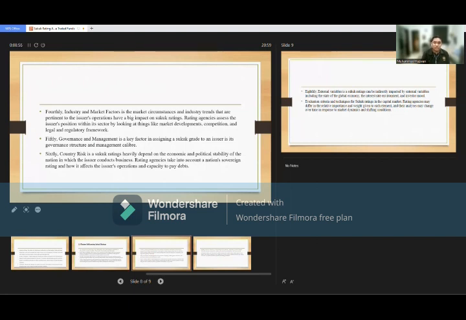Sixthly, country risk. A Sukuk rating heavily depends on the economic and political stability of the nation in which the issuer conducts business. Rating agencies take into account the nation's sovereign rating and how it affects the issuer's operations and capacity to pay debts.